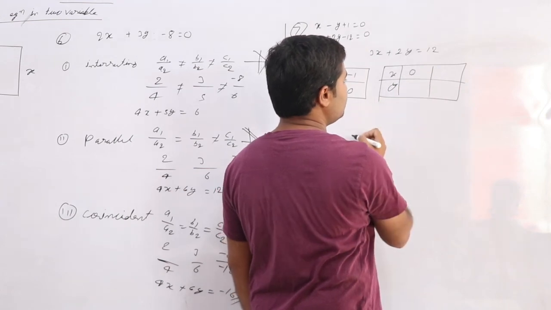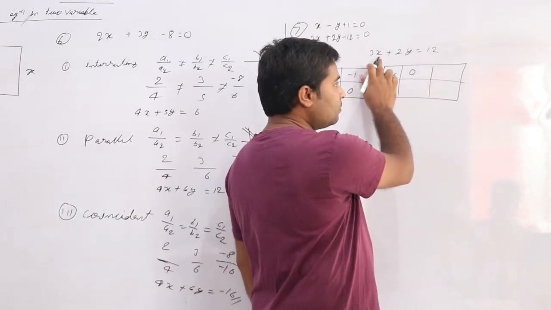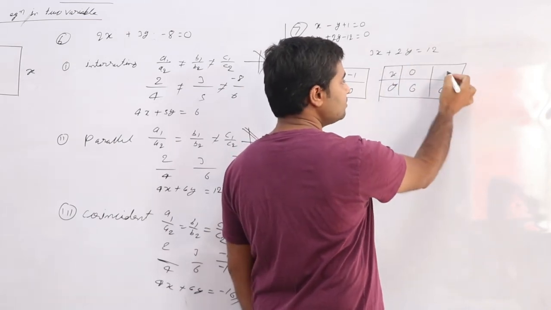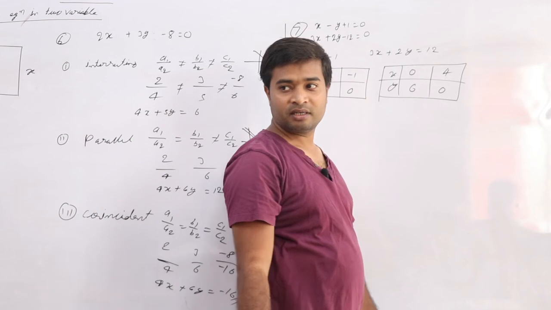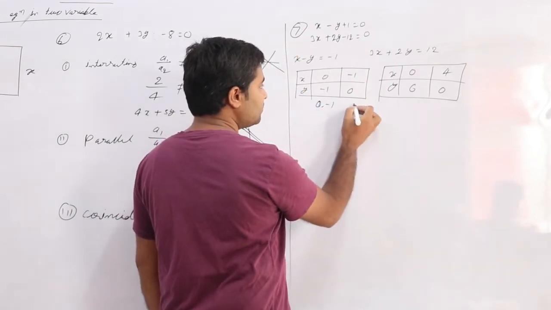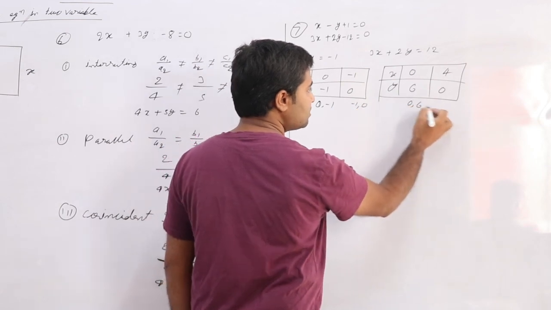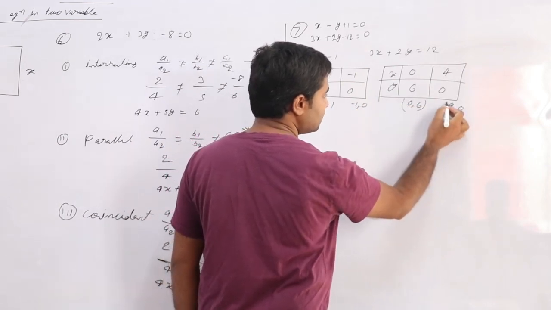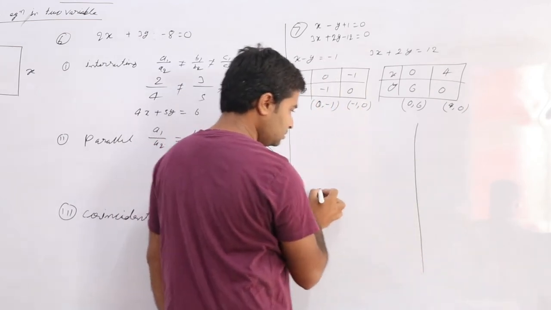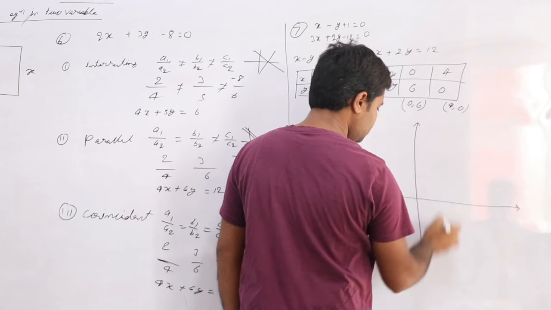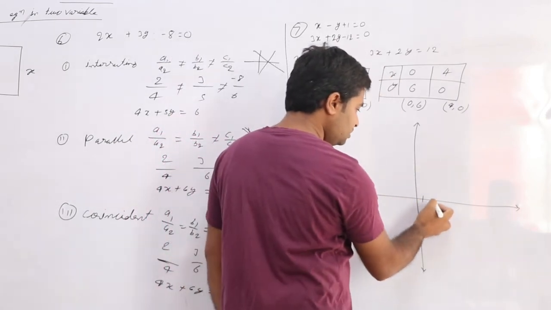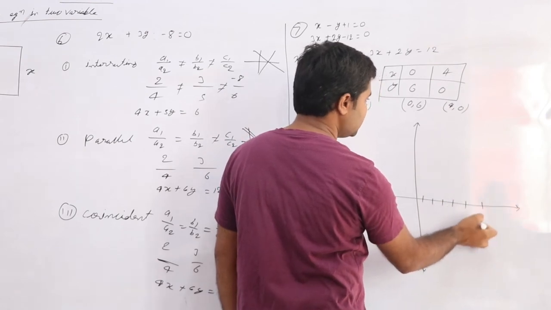Here x is equal to 0, y is equal to 6. y is equal to 0, x is equal to 4, since 3 4s are 12. Yes na? Now the points are 0 comma minus 1, minus 1 comma 0, 0 comma 6 and 4 comma 0. Now represent. Correct na? Acha.